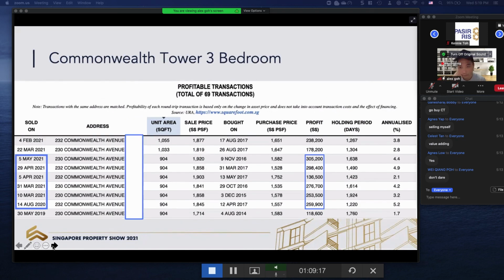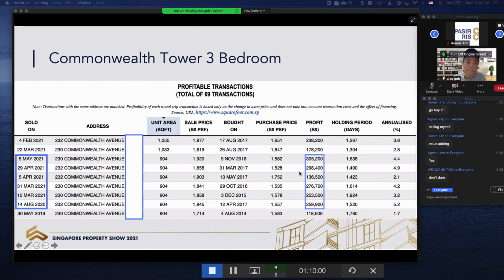For 3 bedder, for Commonwealth Tower, in 2020 actually it's 259. In 2019 it transacted for 118K, but in 2021 the price actually increased to 305K. Before that, I want to emphasize first, because I don't want to make this mistake also: this is not transacted, this is profit. Sorry. 100,000 Commonwealth Tower, you tell me I buy 10 now. Okay, so the profit is actually 305K in 2021. So you can see the profit actually increases over time.